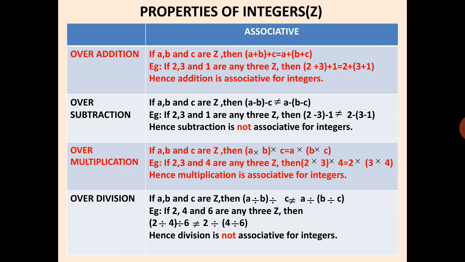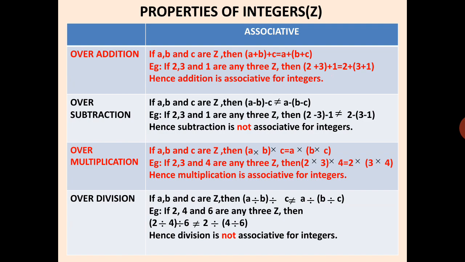For subtraction, example is given, you solve it. Left hand side, (2 − 3) − 1. 2 minus 3 is minus 1. Minus 1 minus 1, minus 2. So your left hand side is actually minus 2. And when you solve the right hand side, you'll solve the bracket first. 3 minus 1 is 2 and 2 minus 2, finally 0. So you will see that both the sides are not equal. So you will finally decide that subtraction is not associative for integers.